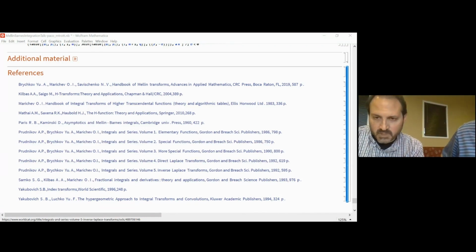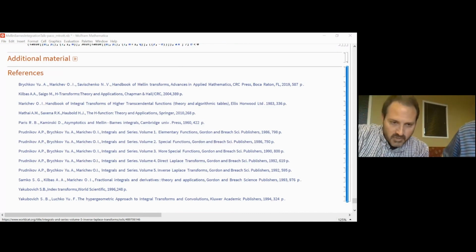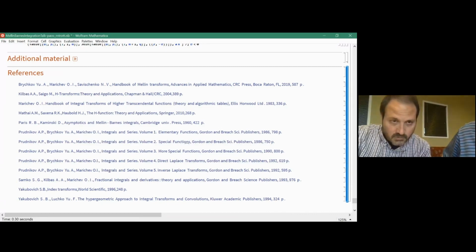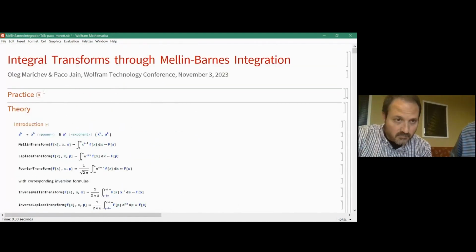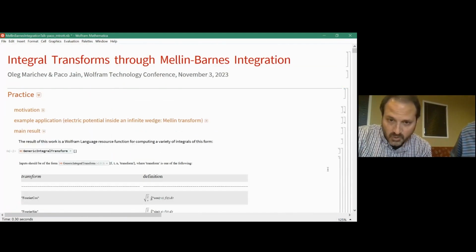This is another question from Peter Burberry. What does it mean that generic integral transform is a provisional resource function? That's a good question. Let me show that real quick, because I didn't show the link to the function repository documentation page, but I probably should have. And you'll see a provisional marker.